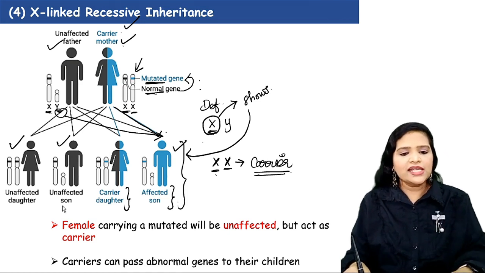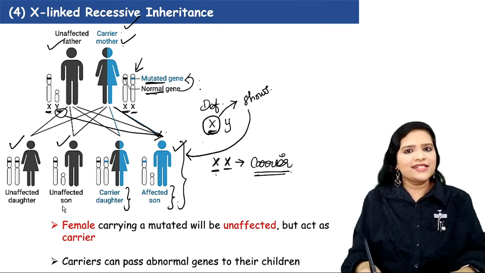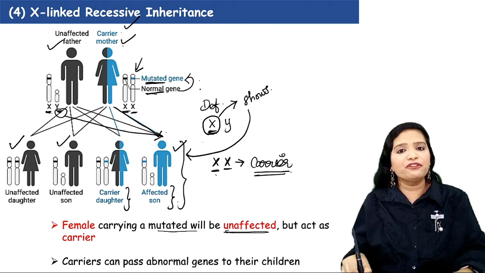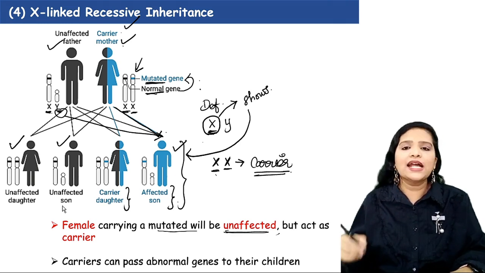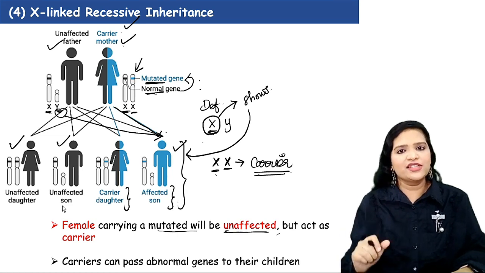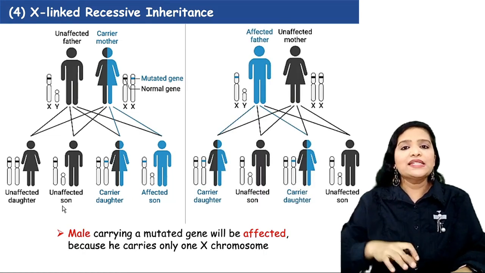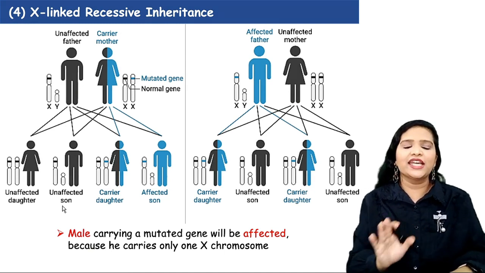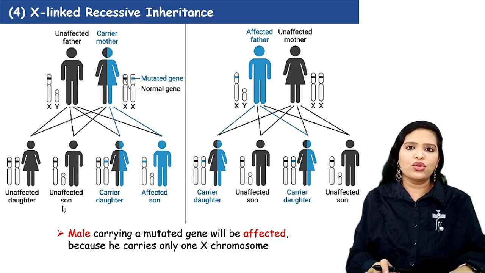Got it? So see here, in the case of X-linked recessive inheritance, the female carrying a mutated gene will be unaffected. They act as a carrier and they pass the gene to the next generation. Whereas if it is a male, he will be the affected person. A male cannot be a carrier in the case of X-linked recessive disorders.